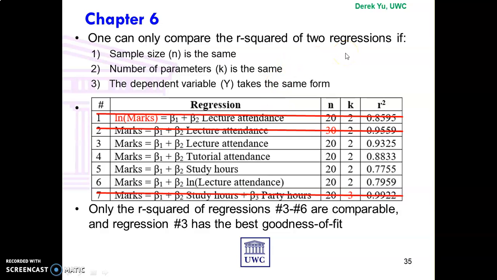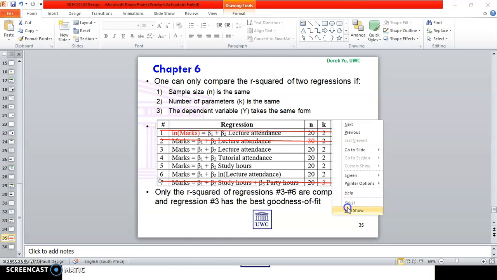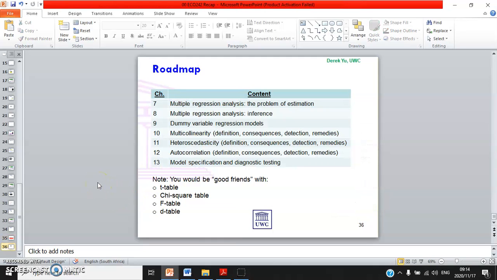Okay, you might ask a question, what if we really want to compare 2 regressions with different numbers of parameters or different sample size? It is possible, but the answer would be we have to rather use a different indicator, which is adjusted R square, which you would learn in chapter 7. So that's it for chapter 6. And then in the next video, we will redo some of the hypothesis testing.